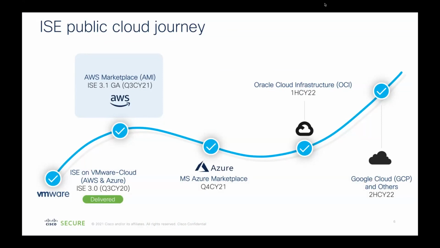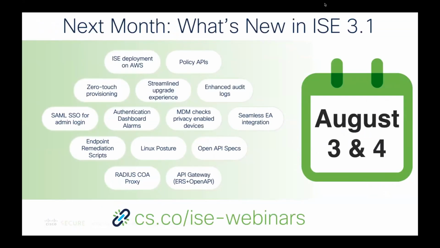So if you're also wanting to know what additional things besides AWS and the open APIs and Ansible things that I'm talking about today that we're doing in ISE 3.1, tune in to next month's webinar when Hosuk is going to come back and he's going to be talking about all the other features that we've put into ISE 3.1.